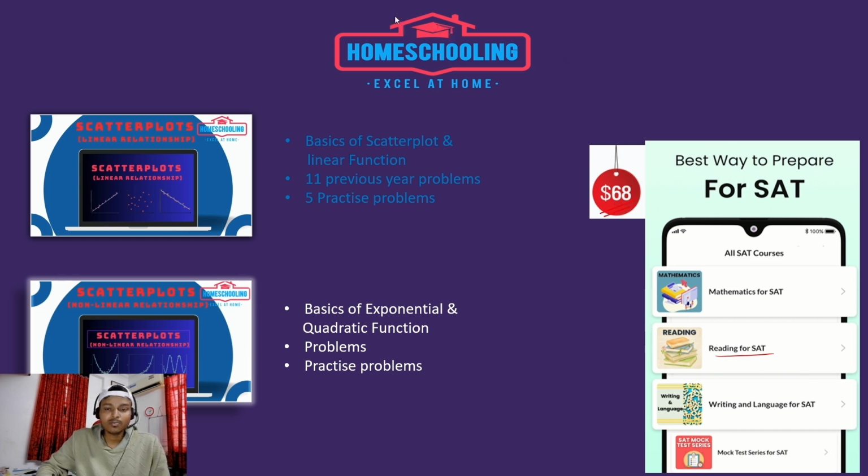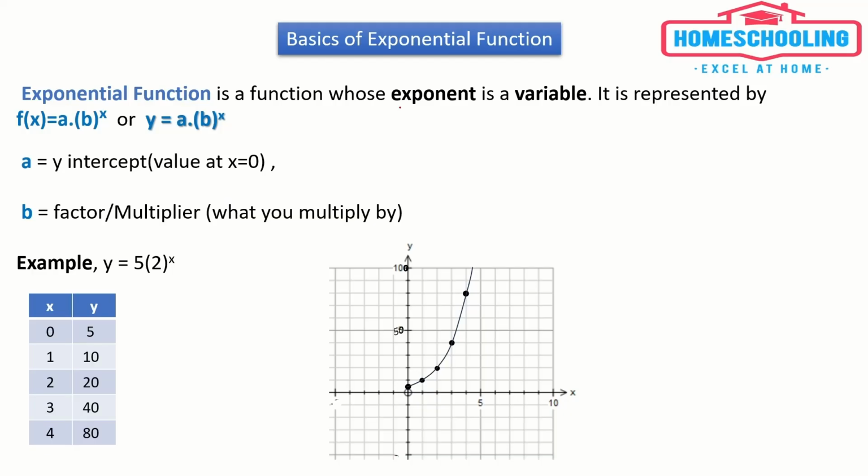Now, let's move on to the basics of exponential function. A function whose exponent is a variable is called an exponential function, and it is represented in the form either f(x) = a times b to the power x, or y = a times b to the power x. Both of them are the same thing. When it is given in f(x) form, then it is called an exponential function, and when it is given in y form, then it is called an exponential equation.